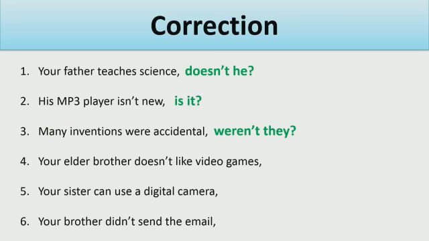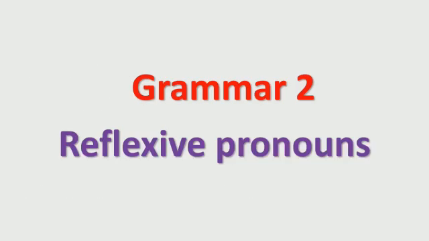Weren't they? Good. Number 4, your elder brother doesn't like video games. Does he? Number 5, your sister can use a digital camera. Can she? Number 6, and finally, your brother didn't send the email. Did he? Okay. So now let's move on to the second grammar, which is reflexive pronouns.